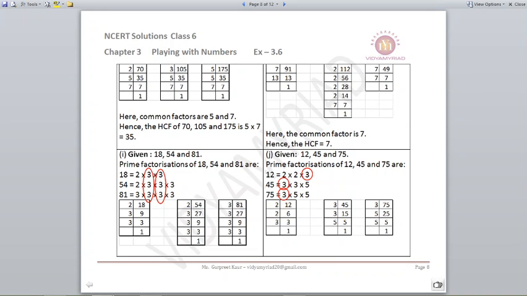I part, given 18, 54, 81. Now solve it. For 18, you get it as 2 into 3 into 3. For 54, it is 2 into 3 into 3 into 3. For 81 it is 3 into 3 into 3 into 3, and if you see, you get 3 in all the 3 two times. So your HCF becomes 3 into 3, which is 9. Same way you have 12, 45 and 75. When you solve this, you get only 3 common in all the 3. That means HCF is 3.